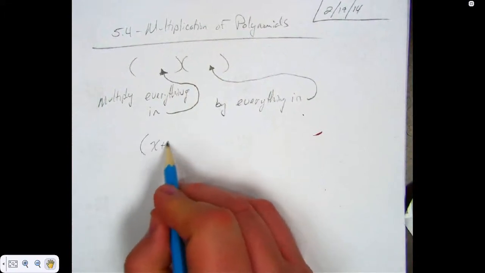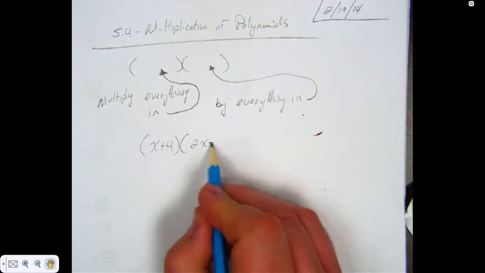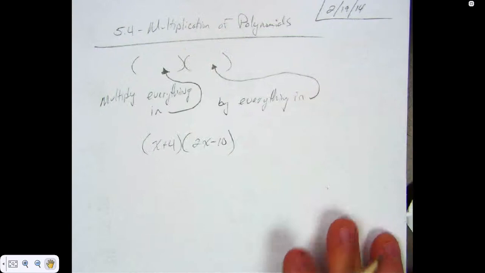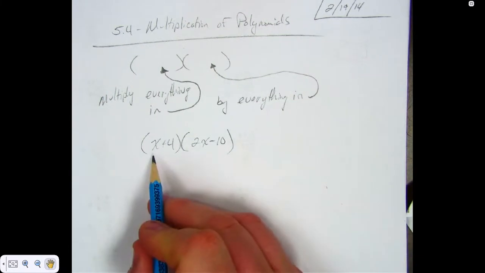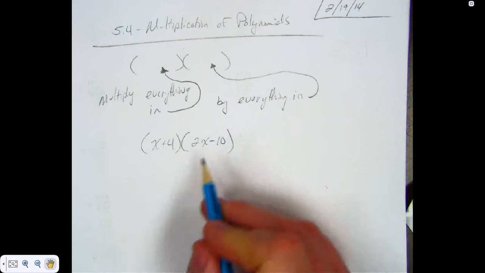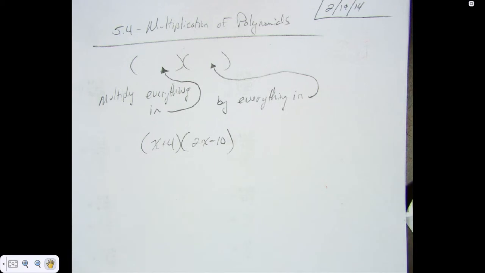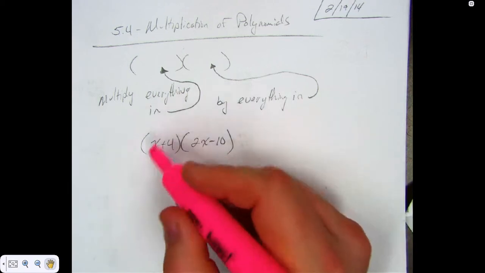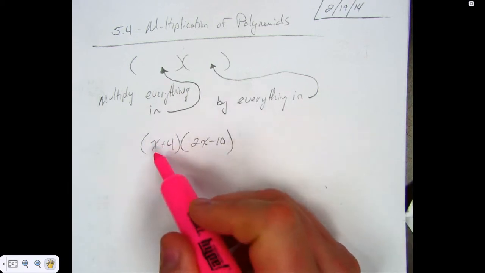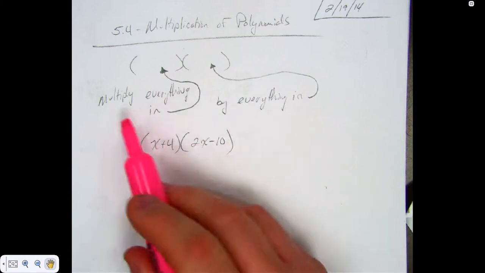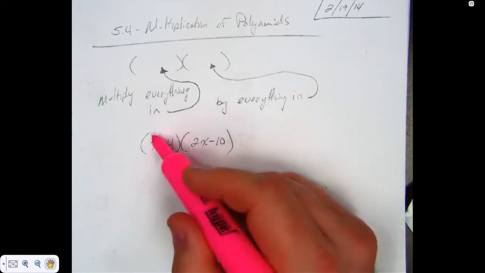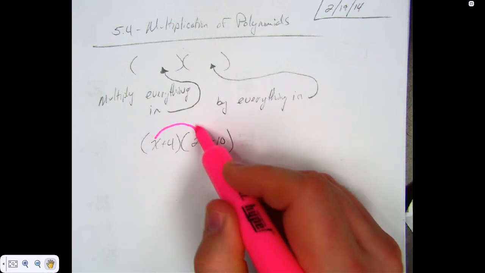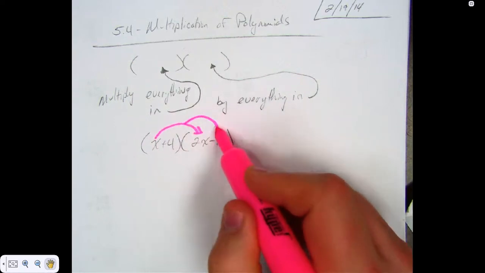So if I have x plus 4 times 2x minus 10, I'm going to multiply what? Everything in here times everything in here. Well, everything we're talking about is terms. So I can say I'll multiply every term in here times every term here. So I'm going to multiply this x term times 2x and times what?